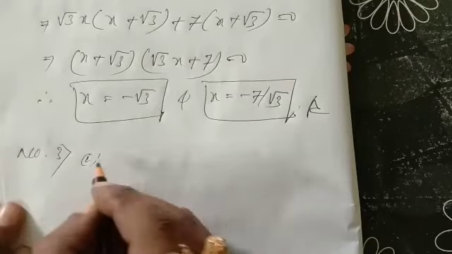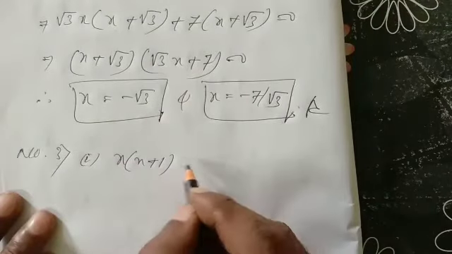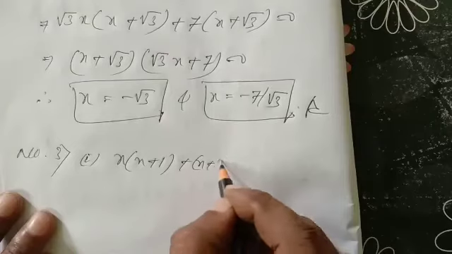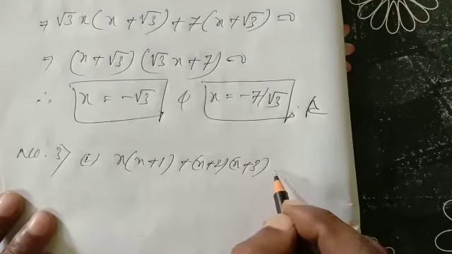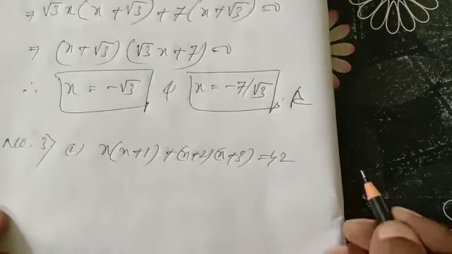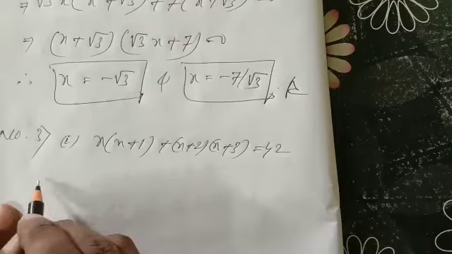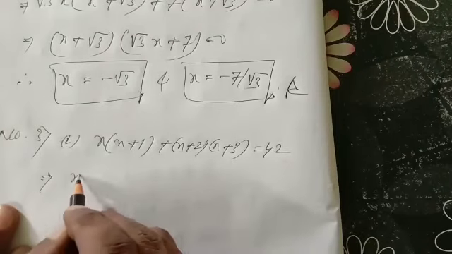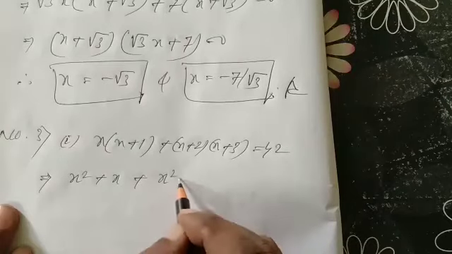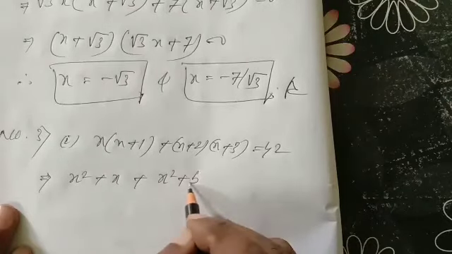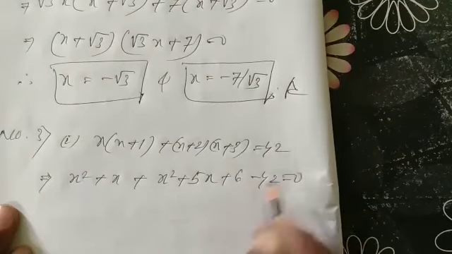Question number 3, first part, it is given x into x plus 1 plus x plus 2 into x plus 3 equal to 42. This is the question given. You have to solve for x by the method of factorization. First of all, you have to open the bracket. This will be x square plus x, and if I open the bracket, I will get x square plus 5x plus 6 minus 42 equal to 0.